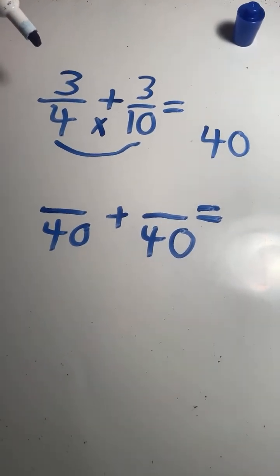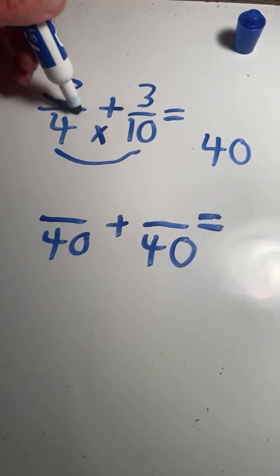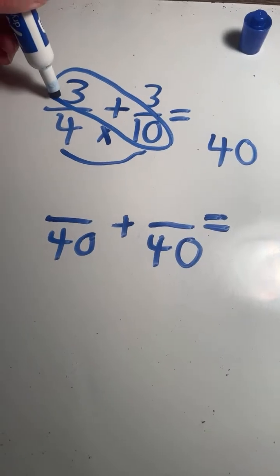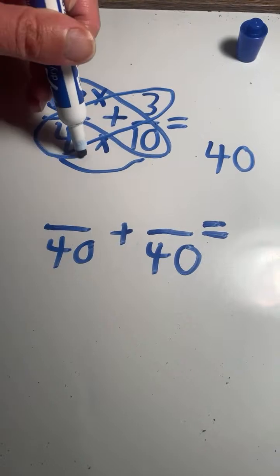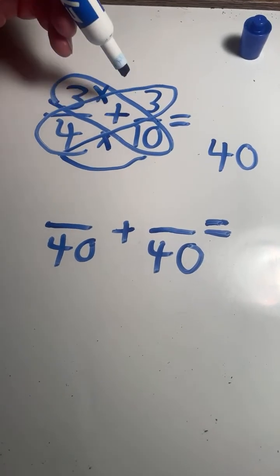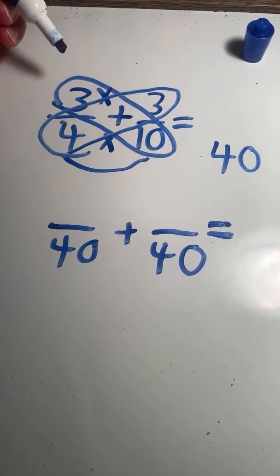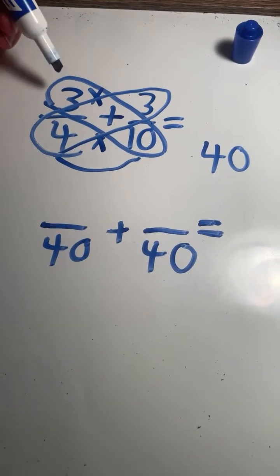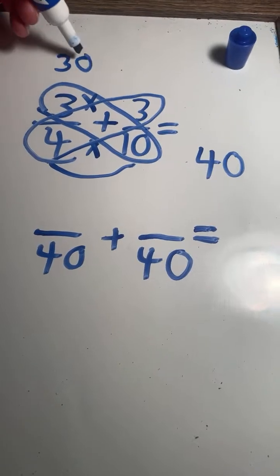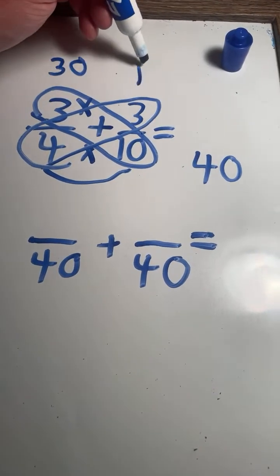Next, we multiply each numerator by the opposite denominator. We are going to multiply 3 times 10 and 4 times 3. My mistake. So 3 times 10 equals 30. 4 times 3 equals 12.